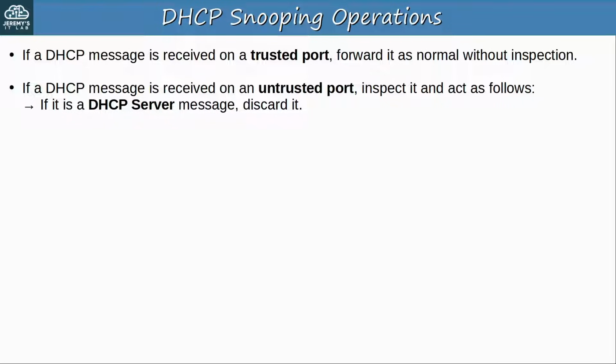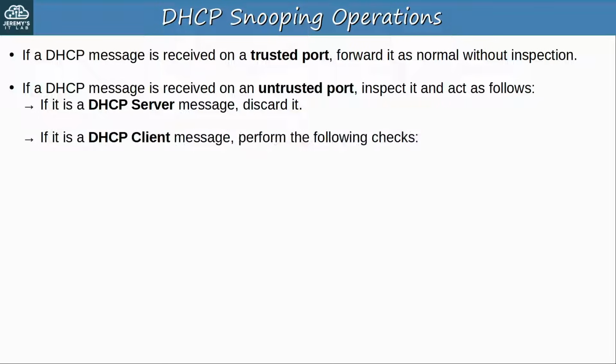First, if it's a DHCP server message, discard it. DHCP servers should not be connected to untrusted ports. Their ports should be trusted. So, any offer, ACK, or NAK messages that are received on an untrusted port will simply be discarded. However, if the message is a DHCP client message, discover, request, release, or decline, perform the following checks. So these checks depend on what kind of message it is.